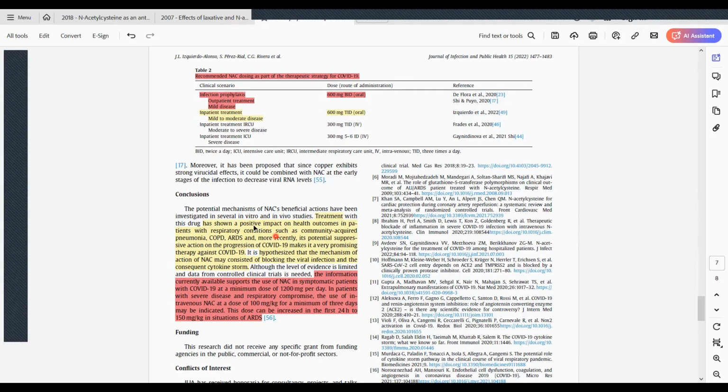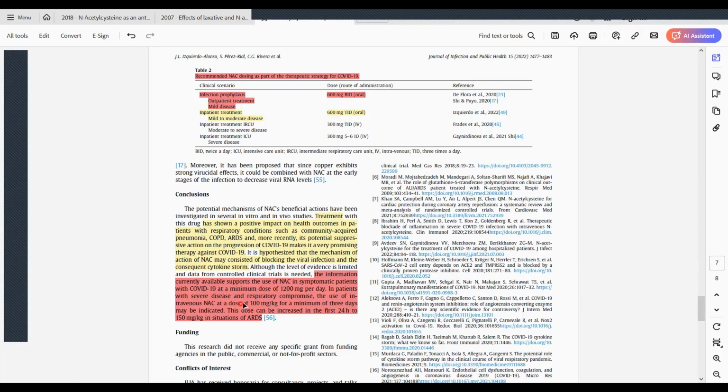And this paragraph says, NAC as a treatment has shown positive impact for health outcomes in patients with respiratory conditions such as community-acquired pneumonia, COPD, acute respiratory distress syndrome, and more recently, COVID-19. And in red here, the information currently available supports the use of NAC in symptomatic patients with COVID at a minimum dose of 1,200 milligrams per day, okay, which is 600 twice a day by mouth.